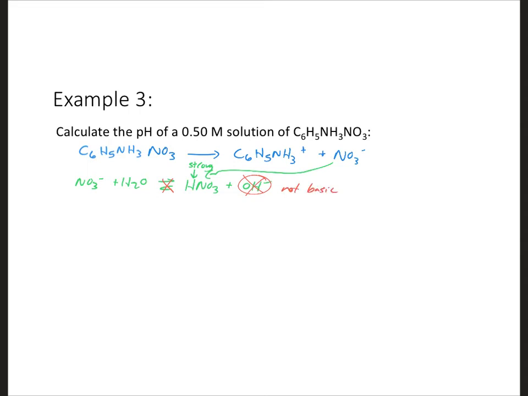So then let's run through the other option. Our other option is this molecule. What happens when it interacts with water?